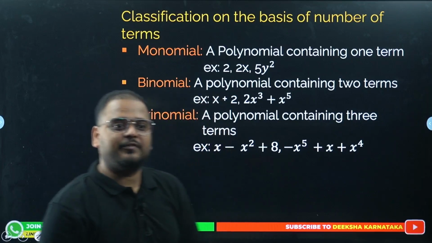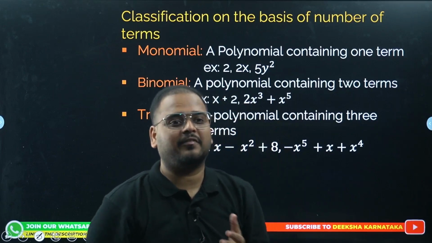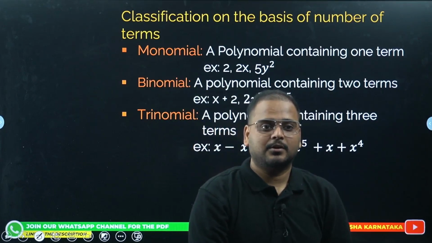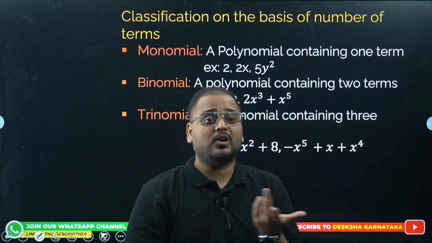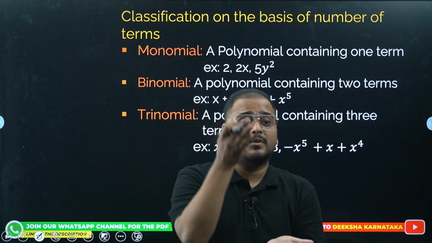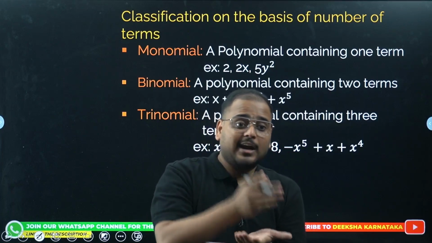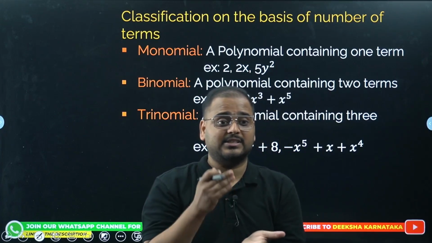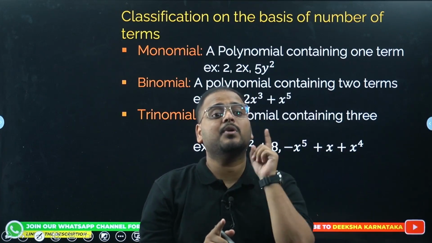Excellent. Now the classification, I gave a brief, right? Classification of polynomials on the basis of number of terms, sir. Whenever we have one term in the polynomial, that is called a monomial. Whether the term is constant, whether the term is variable and constant, whether the degree is 1, degree is 2, degree is 100, does not matter. Only thing that matters is number of terms.